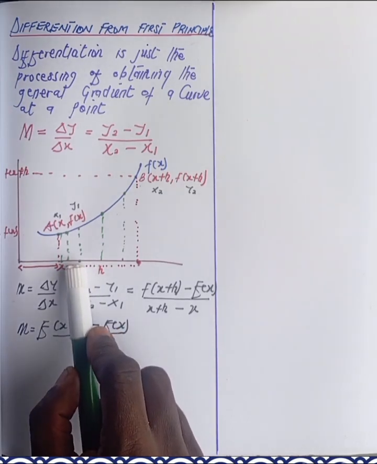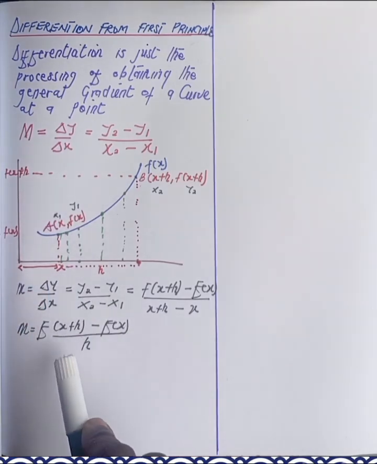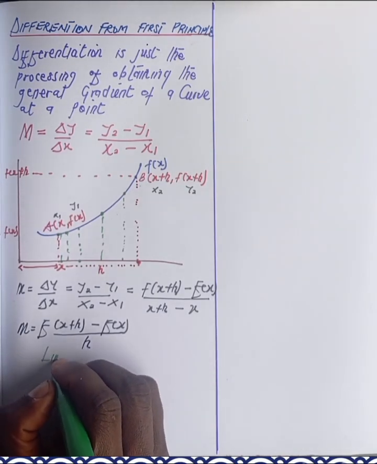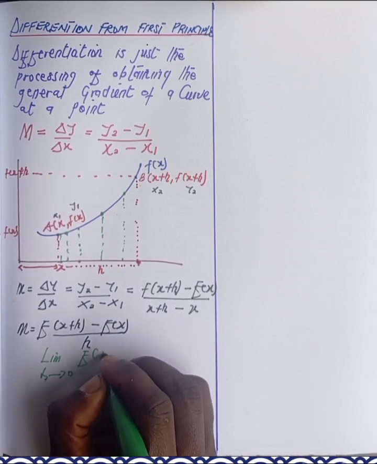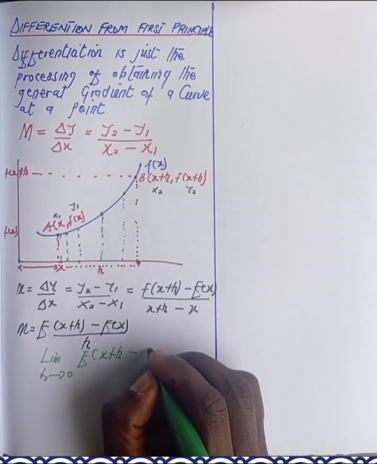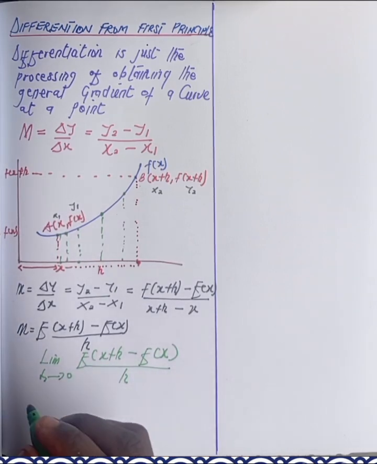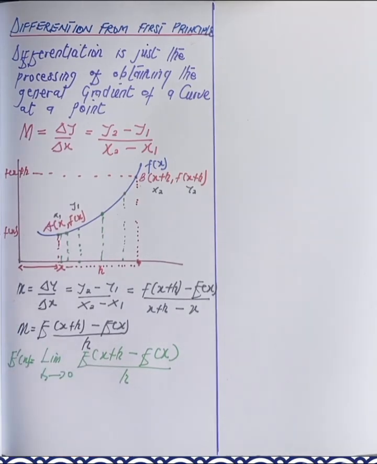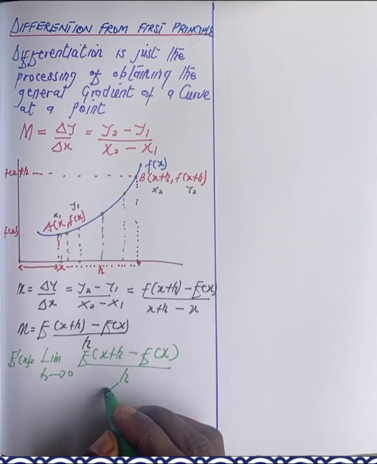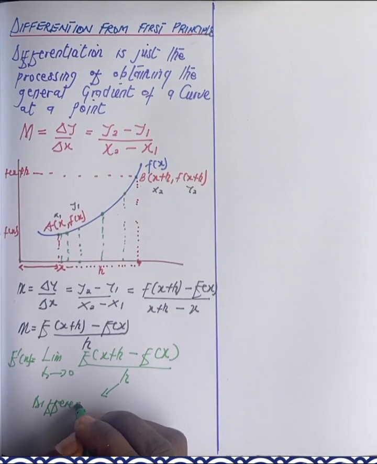0. Now, as the length of h approaches 0, then we can take the limit of this very function. So we are going to get the limit as h approaches 0 of f of x plus h minus f of x all over h, and then this becomes the first derivative with respect to x. This is what we refer to as differentiation from the first principle.